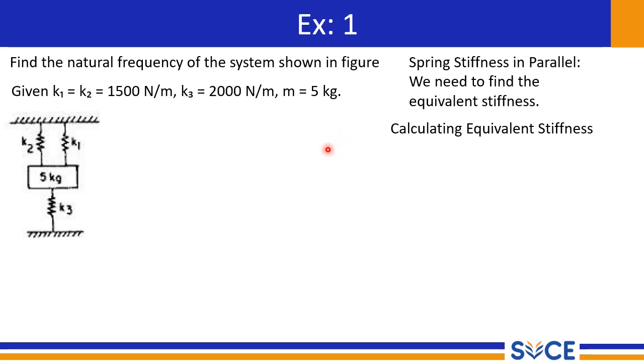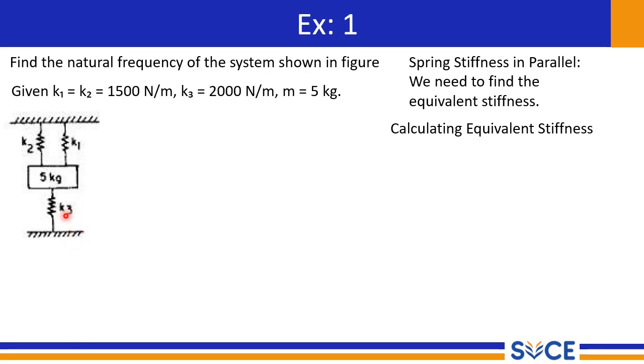This is the very simplest problem. It is the first problem we are doing in this springs systems. Here, the figure representing the system shows that we have two springs which are connected in parallel above the mass 5 kg, and there is a third spring which is below the mass 5 kg. So K1 and K2 are attached to the top and K3 is attached to the ground.